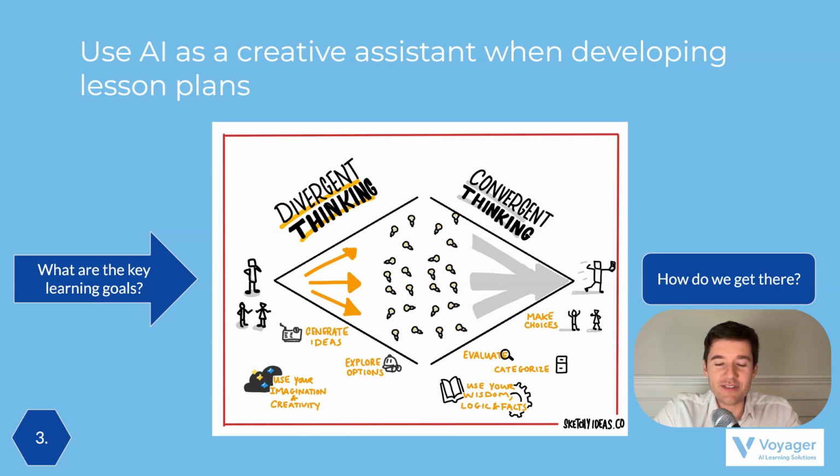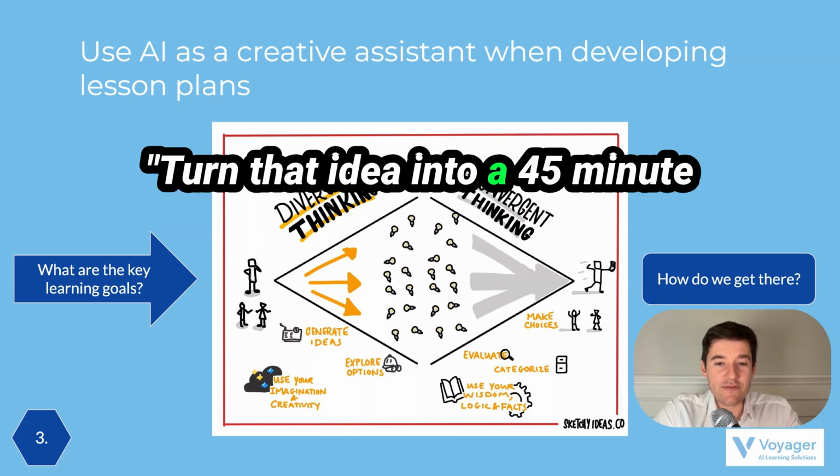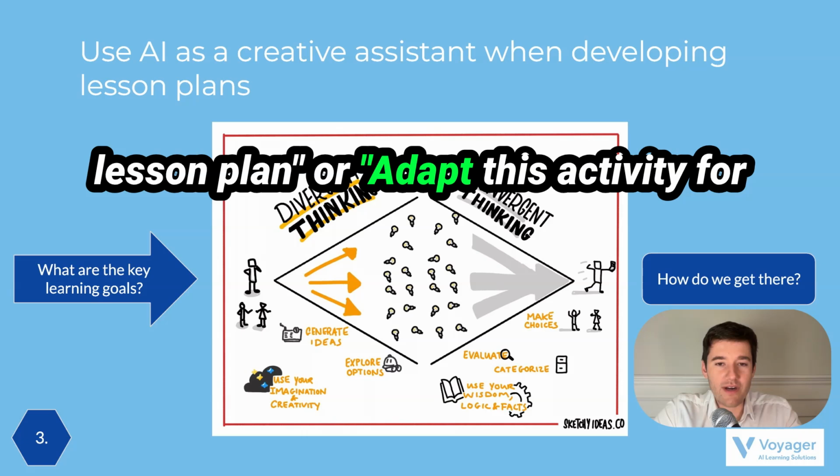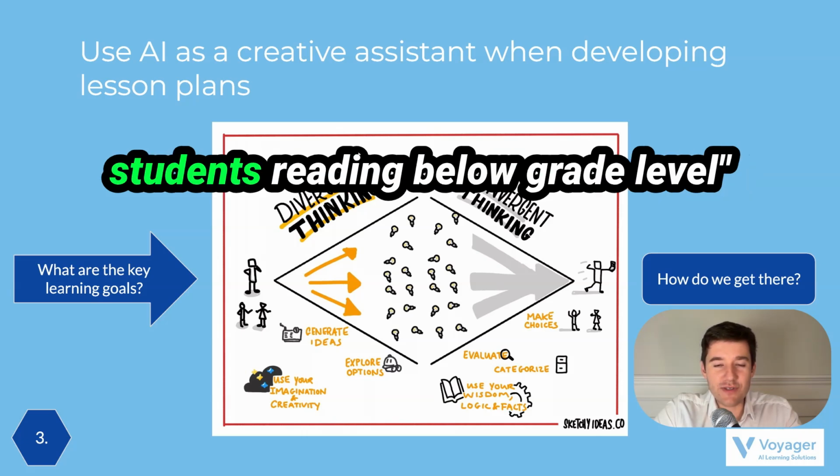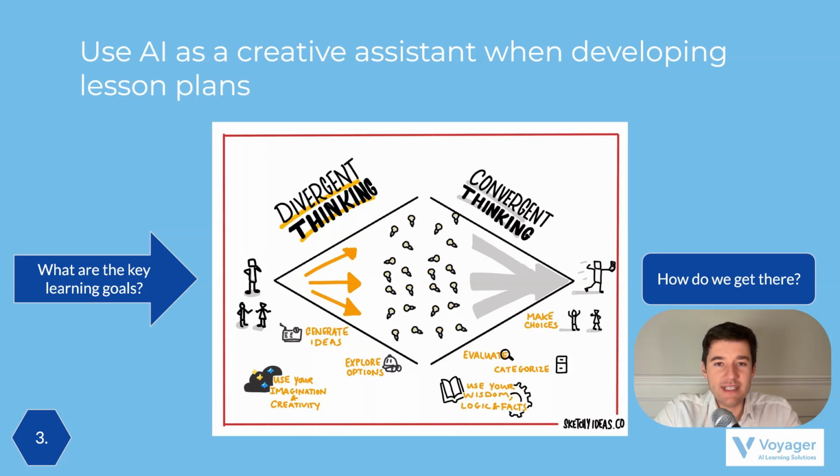But brainstorming is only the first step. Next comes the convergent thinking. This is where you narrow down possibilities. You might follow up with prompts like turn that idea into a 45-minute lesson plan or adapt this activity for students reading below grade level. By starting with a learning goal, using divergent thinking to expand options and convergent thinking to refine, AI can help you move from a blank page to a structured lesson much more quickly.